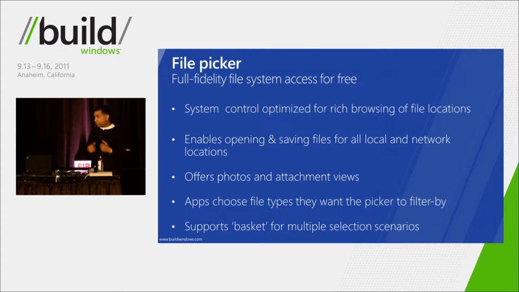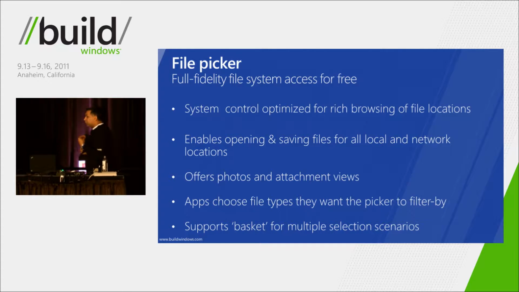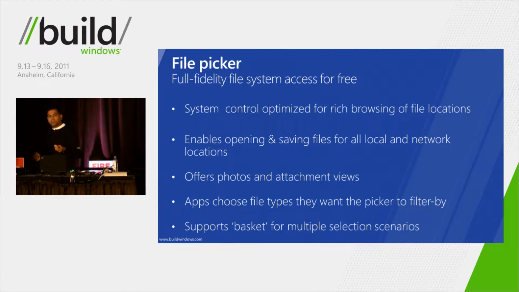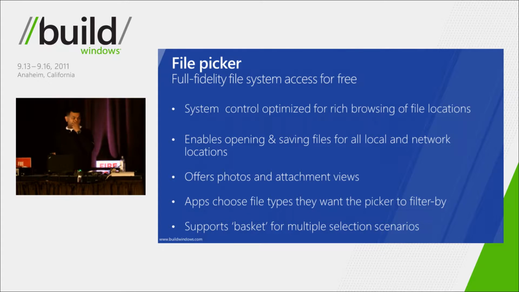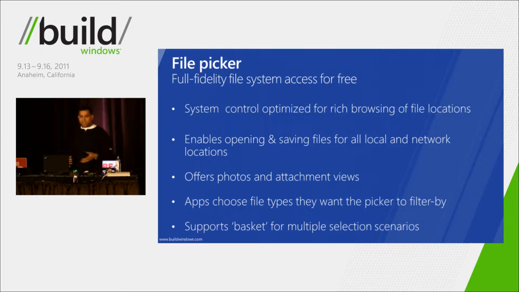If you're building a Metro-style app, you get to specify what files you are interested in picking. So you can tell the picker, hey, when you come up, here are the 3 file types I want to support in my scenario, so please filter everything else out. So when the picker comes up, it's not a generic file dialog that shows every possible file, whether your app can support it or not. It'll just show you, the user, the files that the app can actually support for that scenario.